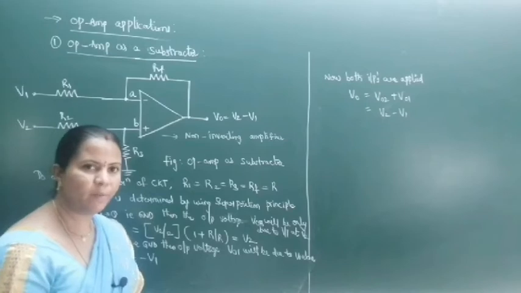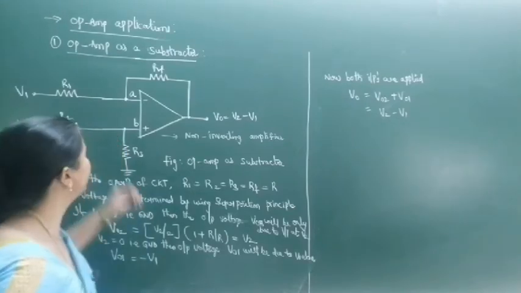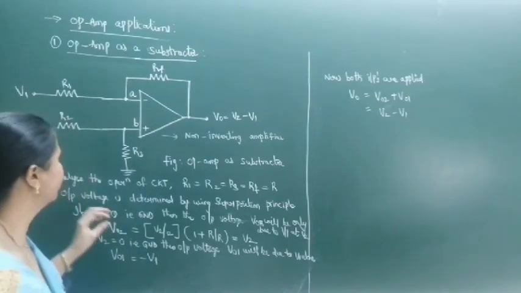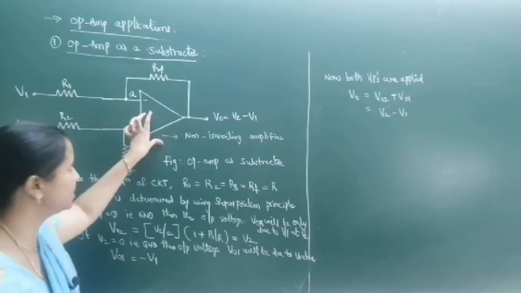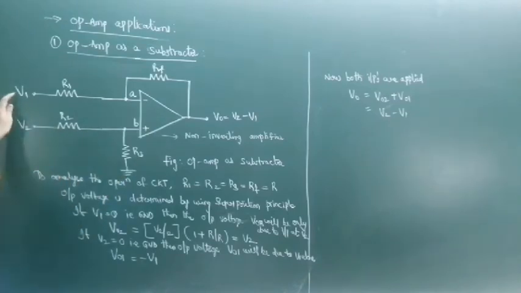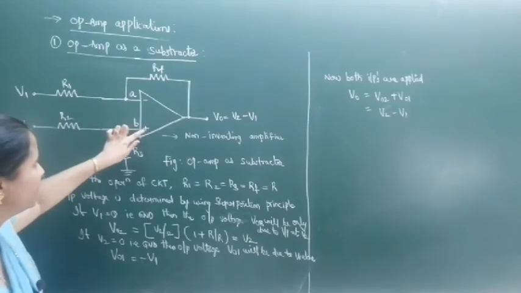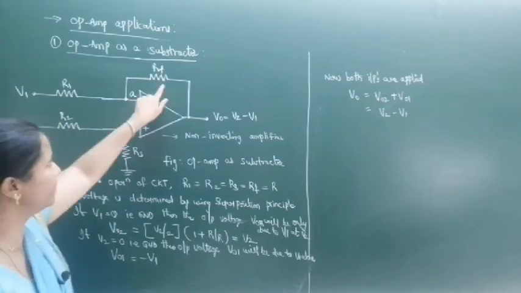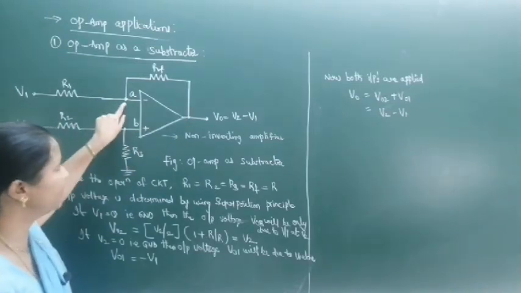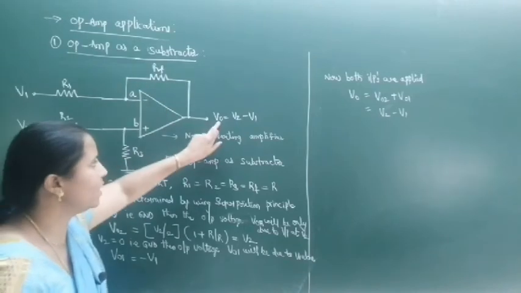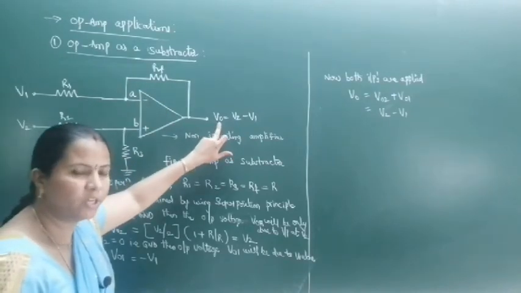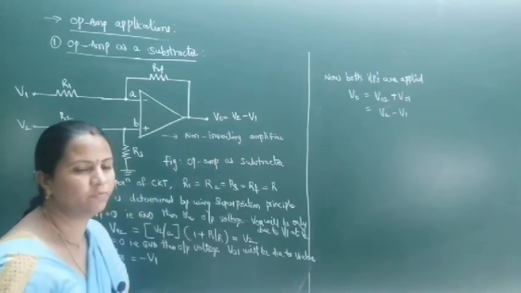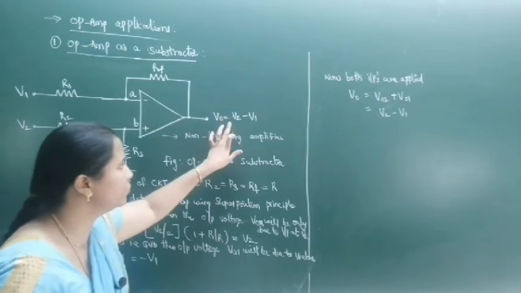Coming to the next application of the operational amplifier, it can be used as a subtractor. This is the circuit diagram of the operational amplifier as a subtractor. Here we are giving two inputs V1 and V2 to the inverting and non-inverting terminals by using the input resistors R1 and R2, and this is the feedback resistor RF from output to the inverting terminal, and we are getting the output voltage. The output voltage of the op amp as a subtractor is equal to the difference between the two input signals V2 and V1. So output voltage V0 equal to V2 minus V1.